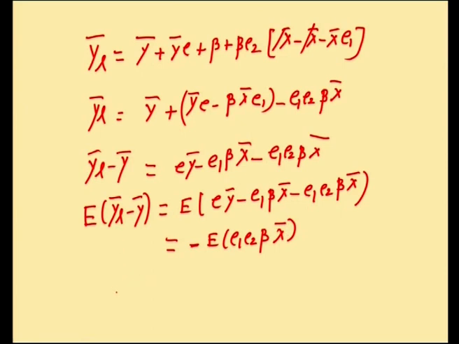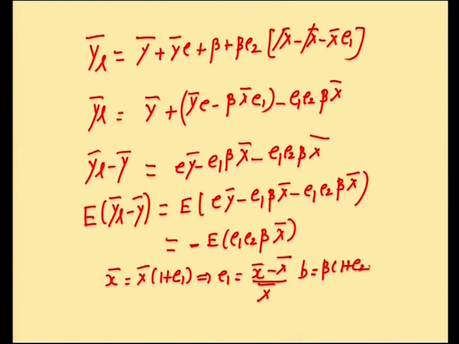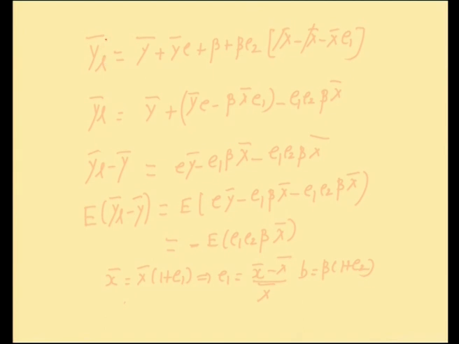And we assume that capital X bar is x bar into 1 plus E1. From this we get E1 to be x bar minus capital X bar by capital X bar, and in the same way we get b to be beta into 1 plus E2. From b is equal to beta into 1 plus E2, we get E2 to be b minus beta by beta.